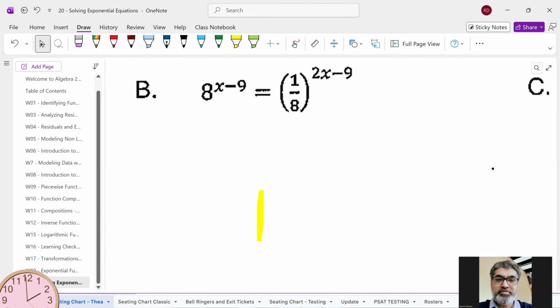What was the objective? The objective is that we want to make it an expression where the bases are equal. Do we have the bases equal here? No. Here we have an 8 and this is 1 over 8. But we do know, we discussed that last week also.